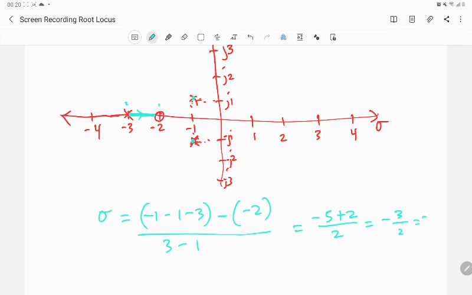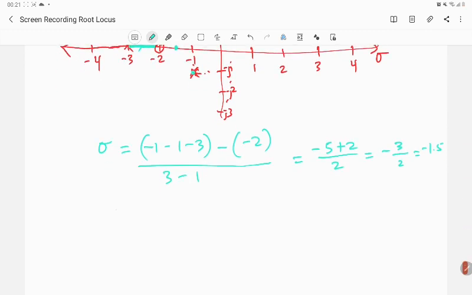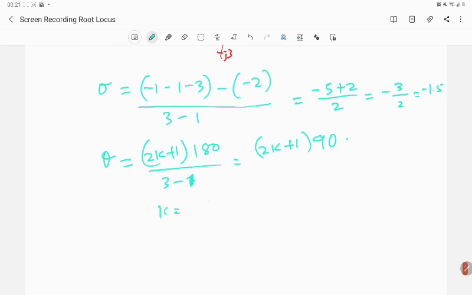Over 2, which is -1.5. Okay, so we have the -1.5 point here, and with this, you can compute the angles. The angles, theta, will be equal to (2k plus 1) times 180 all over 3 minus 1, and that will give us (2k plus 1) times 90. So when k equals 0, we have 90, and k equals 1, we have 270. Okay, so those will be the angles.